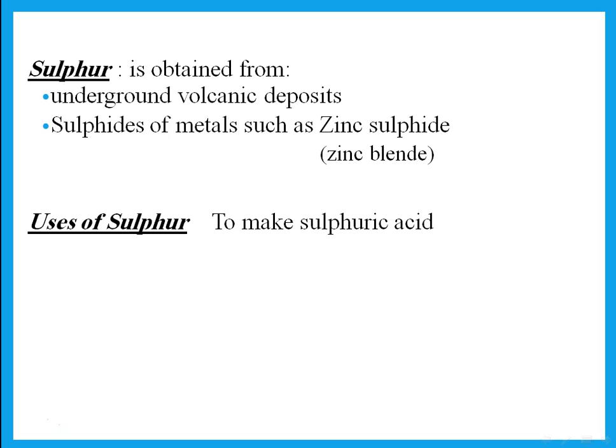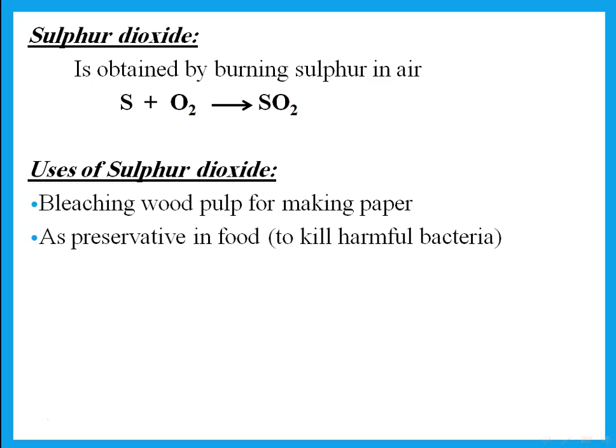What do we use sulfur for? Basically to make sulfuric acid. So to make sulfuric acid, we start from sulfur. Now, the sulfur dioxide is obtained by burning the sulfur in air. So this is actually the first step in producing sulfuric acid. The sulfur is burnt in air to form sulfur dioxide. Now, we're going to go on and use this sulfur dioxide to make sulfuric acid, but we can also use the sulfur dioxide gas for bleaching wood pulp, for making paper.